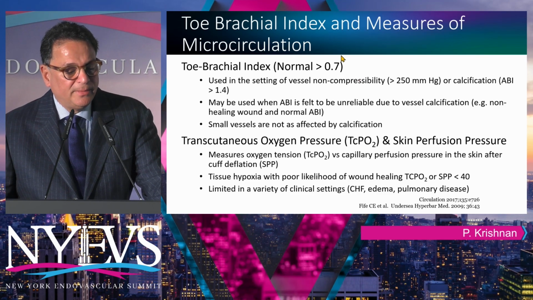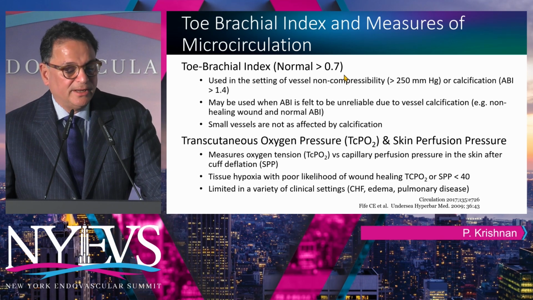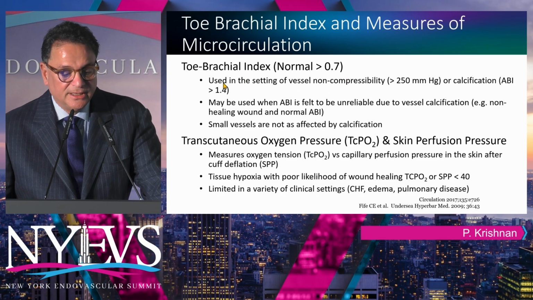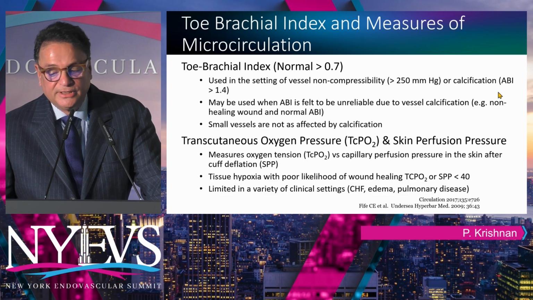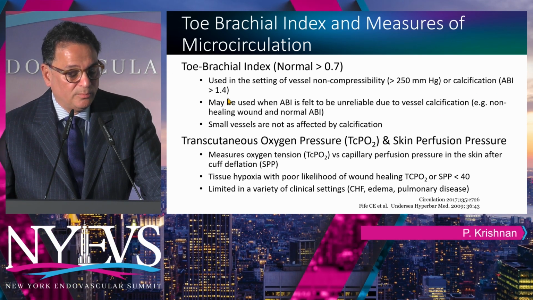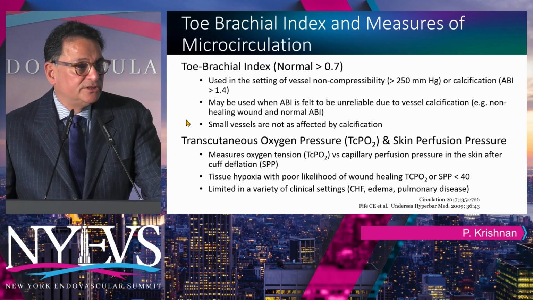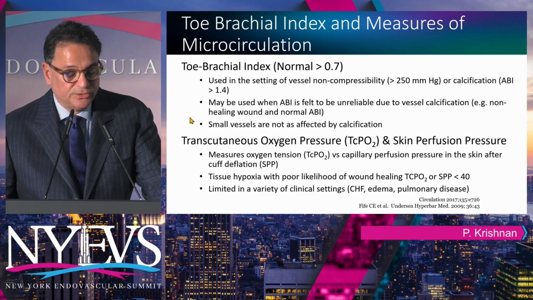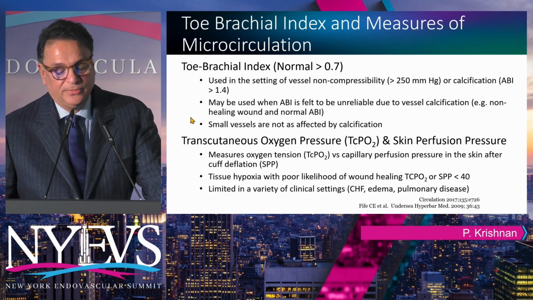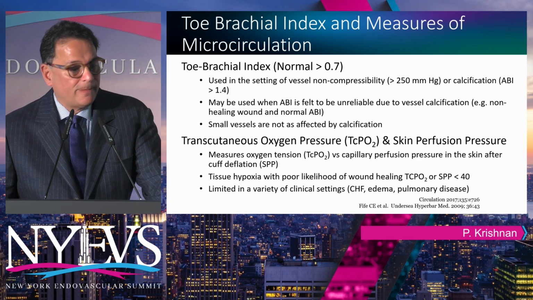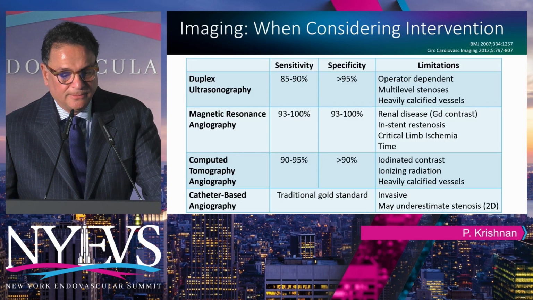So what about toe brachial index? Normal is greater than 0.7, and we talked about microcirculation and in diabetics. Used in the setting of vessel non-compressibility, greater than 250 millimeters, or calcification or ABI greater than 1.4, may be used when the ABI is felt to be unreliable, and small vessels are not generally affected by calcification, which is really good. TcPO2 is really advanced, generally not done even at Sinai, we don't do it, but it's very specific in terms of whether the ulcer will heal or not by using the TcPO2 pressure.